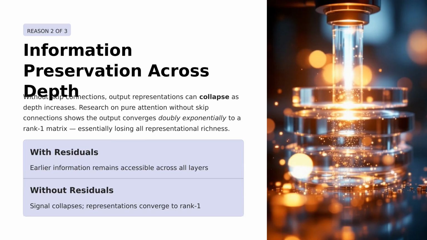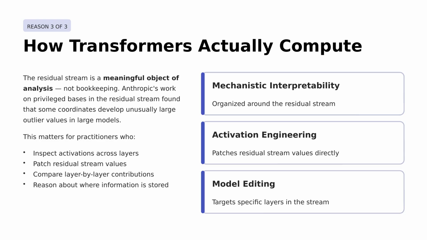Reason 2 is information preservation across depth. As networks get deeper, skip connections help keep earlier features available at every layer. Without those residual paths, the signal can gradually collapse. In pure attention models without skip connections, research shows the output can converge doubly exponentially toward a rank 1 matrix, which means most representational richness is lost. So with residuals, information stays accessible. Without them, deep representations become increasingly uniform.